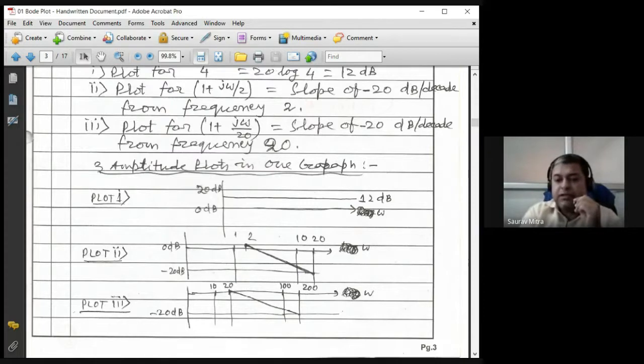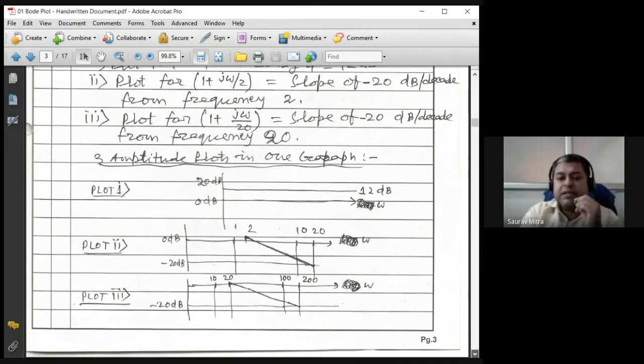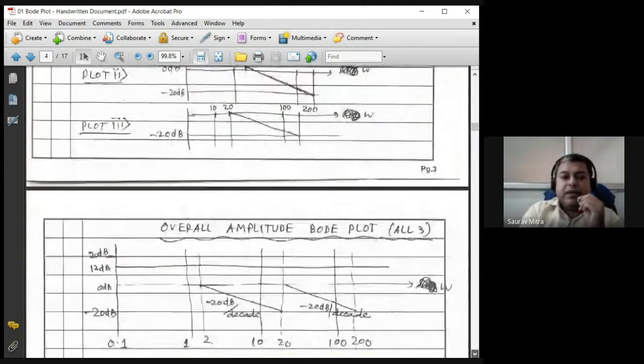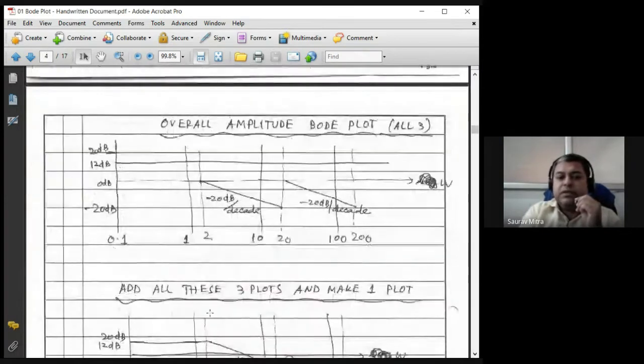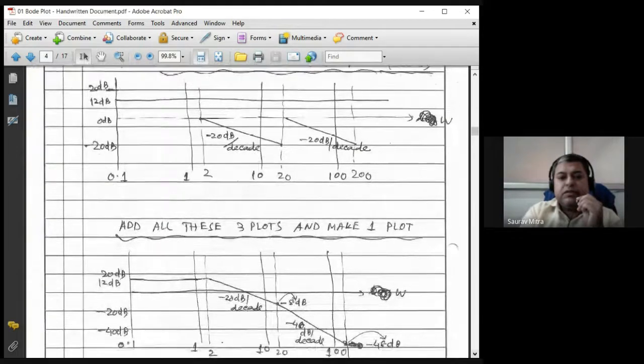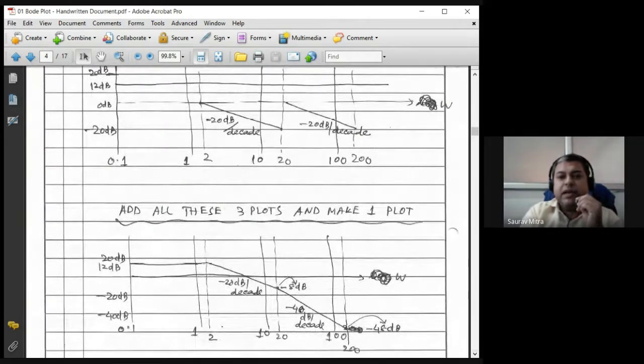That is a more difficult part, which is shown in the next page. So how to add it? You have to see this separately with respect to frequency. So how to draw it? Drawing is not at all difficult.